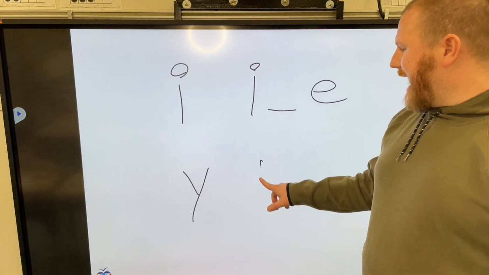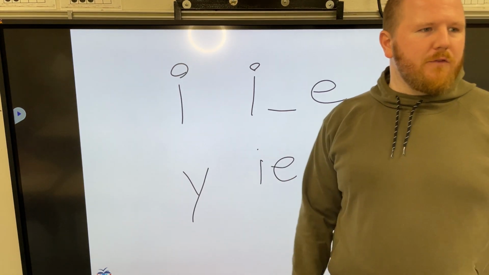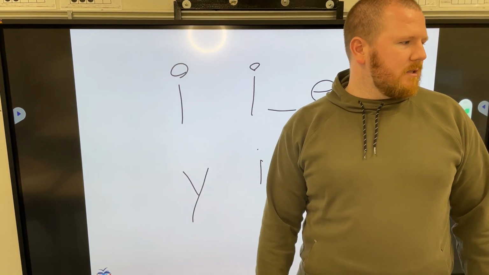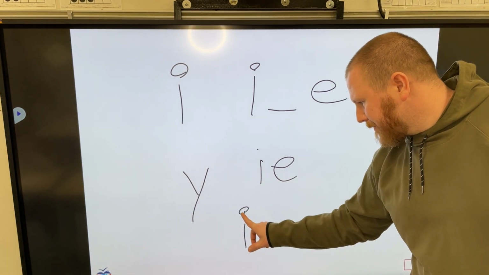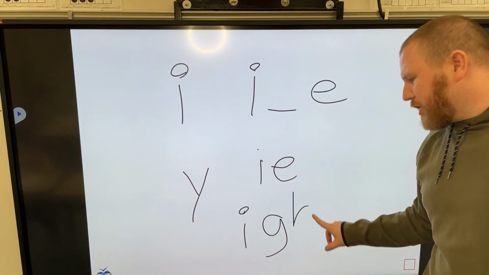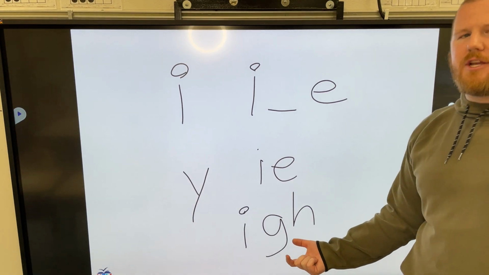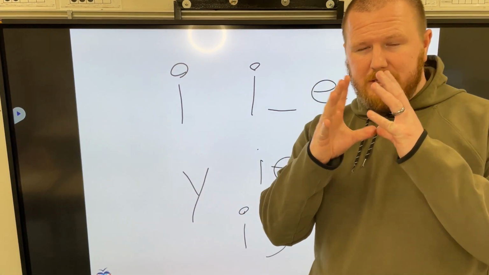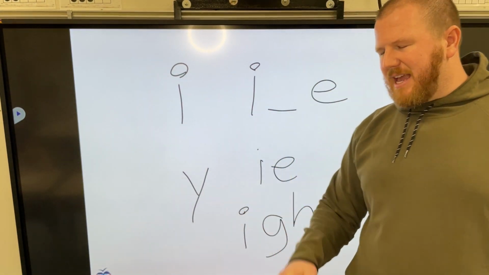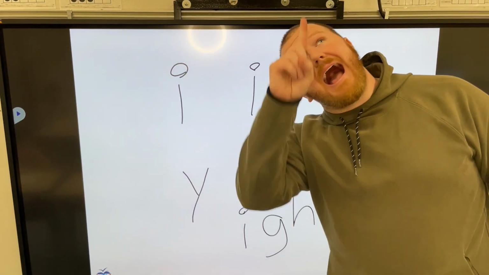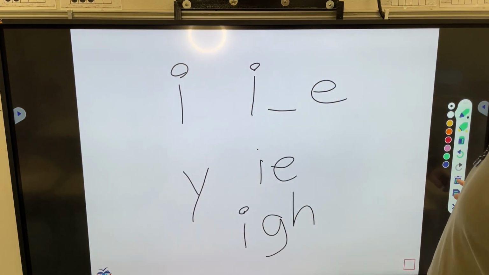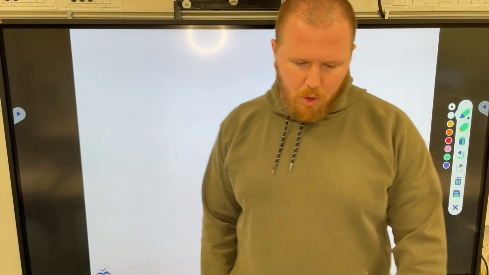I also see I-E, and I'm looking for the hardest one, which I don't see too many people who wrote that, I-G-H. It's the hardest because you don't hear the G-H in there, but in the middle of a word most of the time is where it'll be. Sometimes at the end, like sigh, or high, like up high in the sky. Good, erase those, and we're gonna do 2 more.